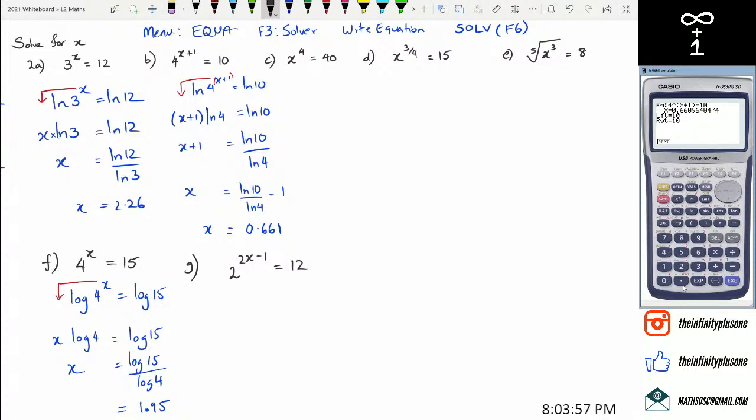Saskia, no. You will get the same answer if you use logs, but don't make the mistake of doing this. I don't think anybody does it, but say for example, question F. In F we did ln of 15 divided by ln of 4. Notice how it's the same thing as saying log 15 divided by log 4. But what you can't do is go log 15 divided by ln of 4, because that screws it up completely.